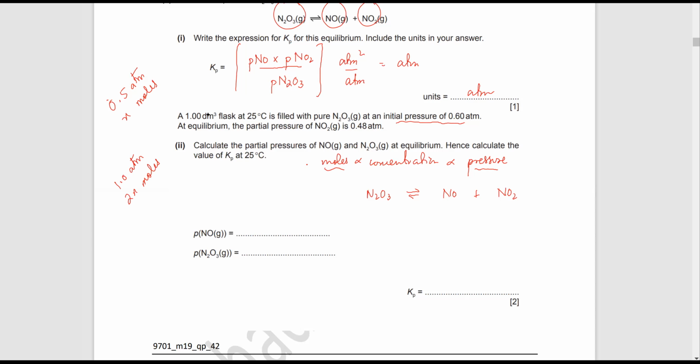Do you get this point? Abu Huraira, do you understand the point? Yes, sir. Is this clear?